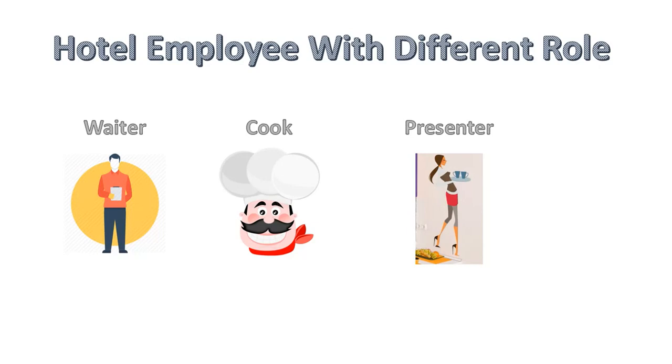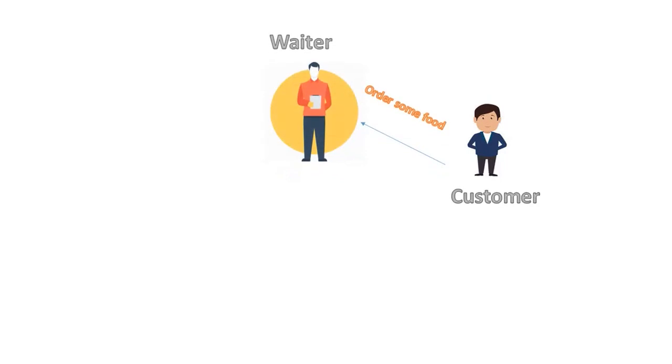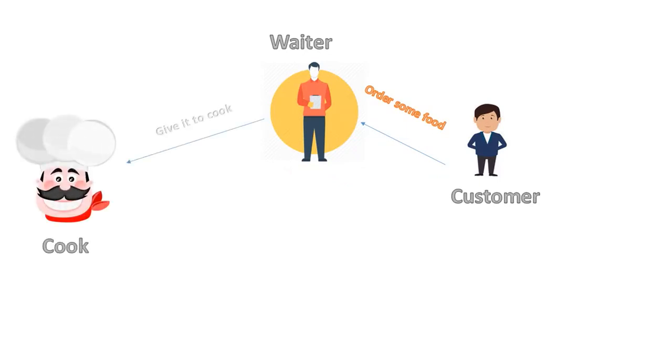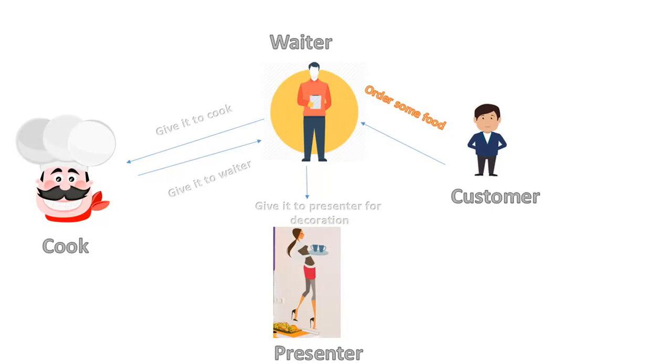Suppose you enter the hotel as a customer, and the waiter will come to you and ask for the order. You give the order to the waiter. The waiter takes the order from you and gives this order to the cook for preparing. Once the cook gets the order from the waiter, he will prepare the order, then give it back to the waiter. The waiter takes the prepared food from the cook and gives it to the presenter for better decoration. Once the presenter is done with the decoration, they will pass the food back to the customer.